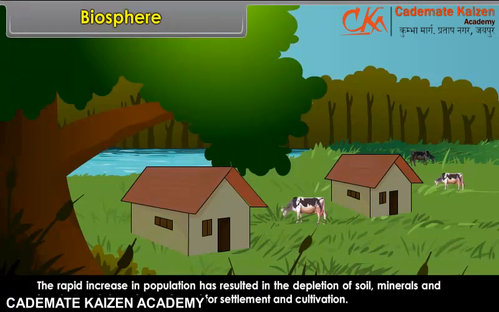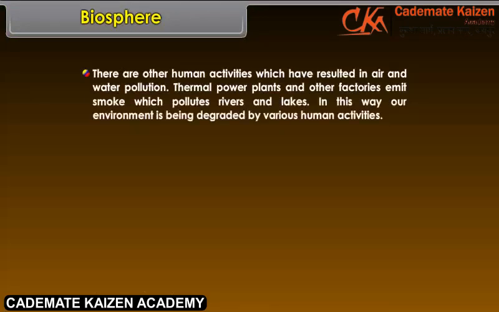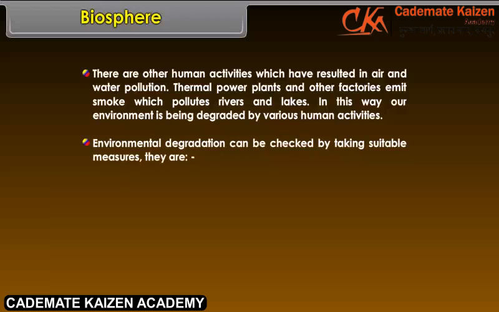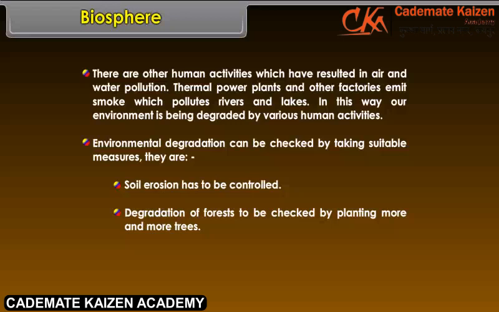The rapid increase in population has resulted in the depletion of soil, minerals and forests. Forests have been cleared for settlement and cultivation. There are other human activities which have resulted in air and water pollution. Thermal power plants and other factories emit smoke which pollutes rivers and lakes. In this way, our environment is being degraded by various human activities. Environmental degradation can be checked by taking suitable measures. They are: soil erosion has to be controlled, degradation of forests to be checked by planting more and more trees.